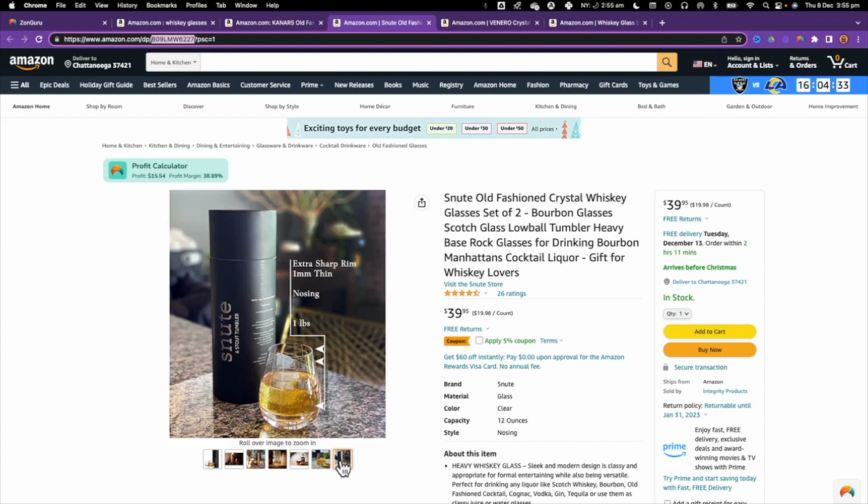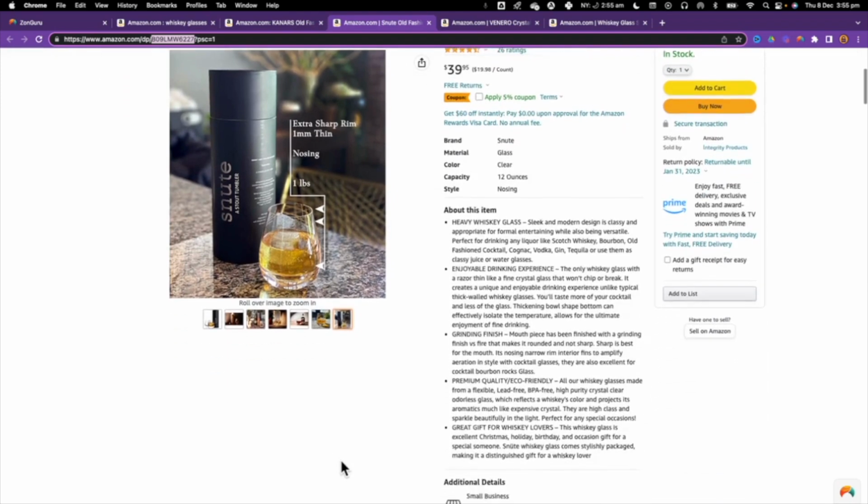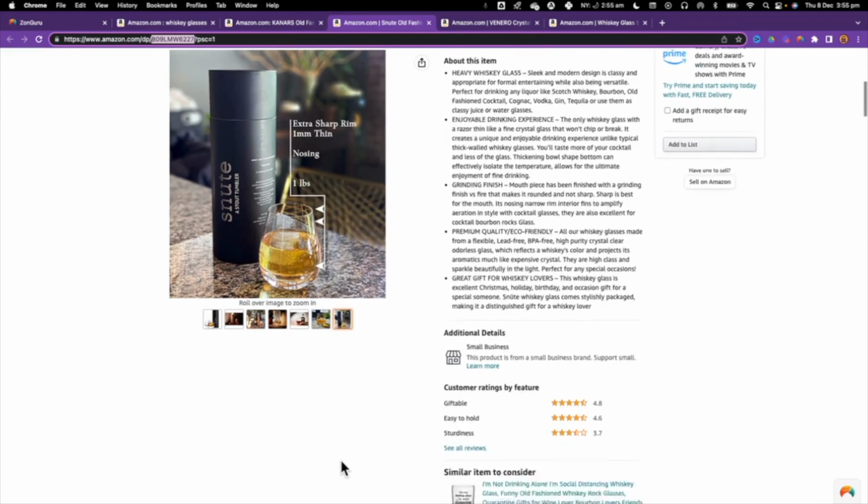And this infographic, I don't understand why I want an extra sharp rim. Doesn't make any sense to me. Don't know much about it. Doesn't really match up. I don't know what those arrows are for. Yeah, so really poor photos, really poor title. Bullet points, okay.